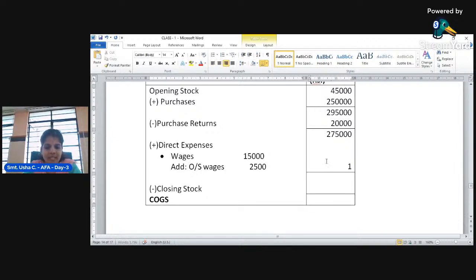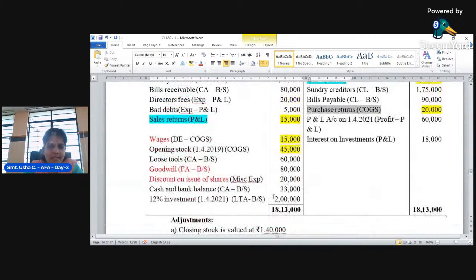Total is 17,500, and this 17,500 will be added. 2,75,000 plus 17,500. Sorry, 17,500. It is 2,92,500. Then, is there any other direct expenses or cost of goods sold item to be taken?